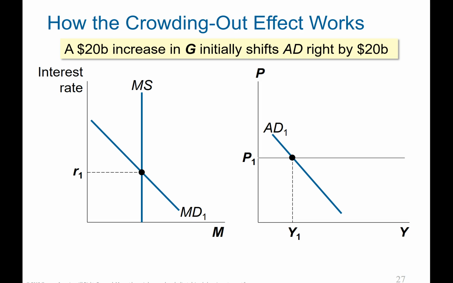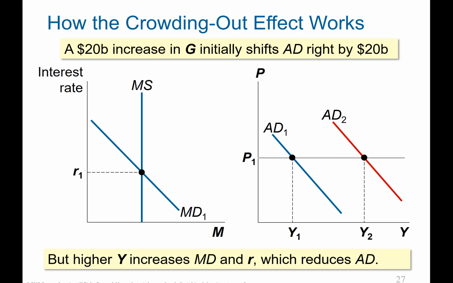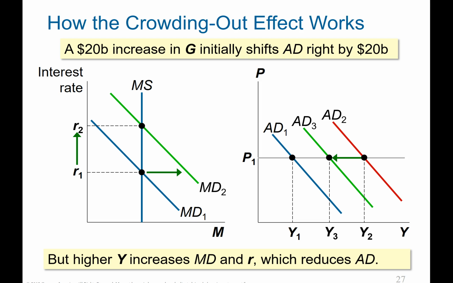So here's a look graphically at the crowding out effect. So let's say we have a $20 billion increase in government expenditures, that expansionary fiscal policy. And initially, it shifts the aggregate demand curve right by $20 billion, right? And we would expect that. But the higher income increases money demand, and that will increase the interest rate, and that's going to reduce aggregate demand. So not by as much as the initial increase, but you can see that it has an impact on the amount of the increase in aggregate demand.